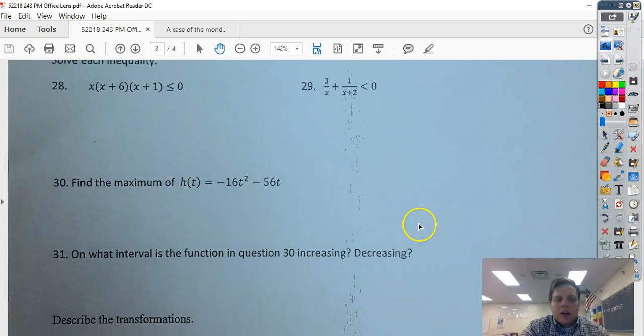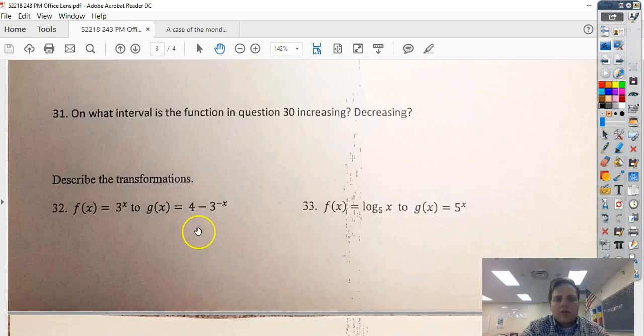Problem number 32. Describe the transformations. Alright. So, I'm not going to write them out because it takes too long, but I will speak about them. We went from 3 to the x to 4 minus 3 raised to the negative x. So first I have a negative in front of the x. That's reflecting across the y-axis. Secondly, I have a negative in front of the 3. So that means I'm reflecting across the x-axis. And this is a positive 4, so that means I'm going up 4.